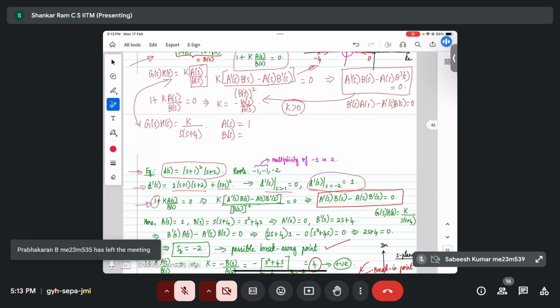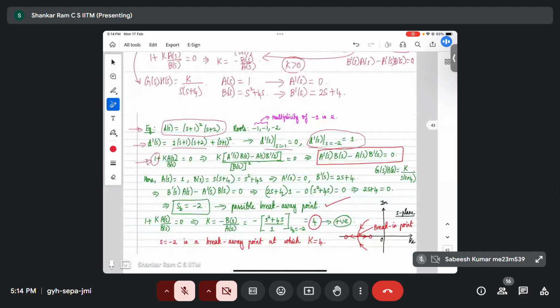So what will be B of s? s into s plus 4. So I'm just going to write it as s squared plus 4s, just expanding it. So from here, what will be A prime of s? It will be 0, because there is no s term. So what will be B prime of s? 2s plus 4.